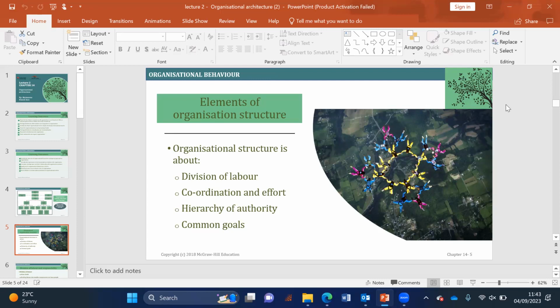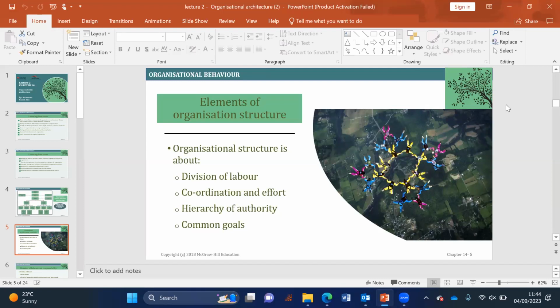In addition to that, it also helps with coordination and effort. That means people have a clear view of who they are meant to be working with, who they're meant to be coordinating with. Then there's hierarchy of authority. It makes it clear who has authority over whom and who is managing whom. And then it also shows that all of this is for one common goal, for the vision and mission of the organization.